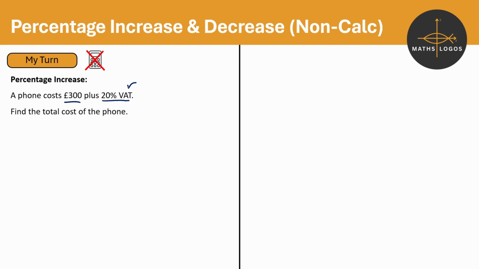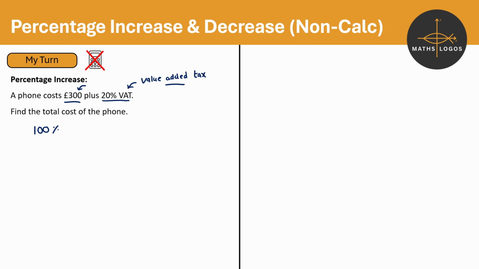It's worth us knowing that VAT is what's called value added tax. And as the name implies, it is a tax that is added onto the cost that we already had. In other words, we need to add 20% of the 300 onto the 300 to get our total cost of the phone. Let's go ahead and work out 20% of 300.